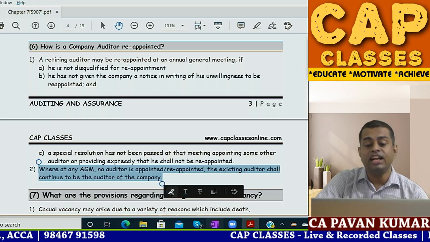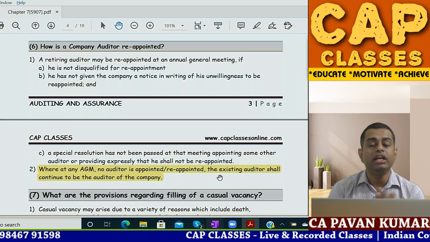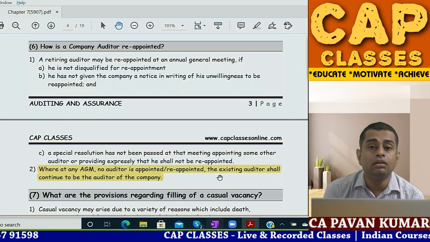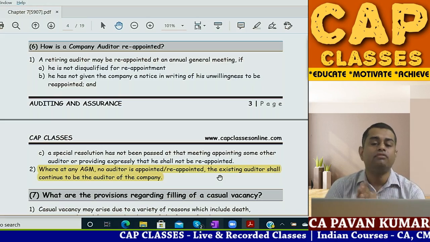This is actually an amendment in 2013. Now this is the old provision only. So in the AGM, you are not appointing any new auditor. Then the existing auditor will continue.